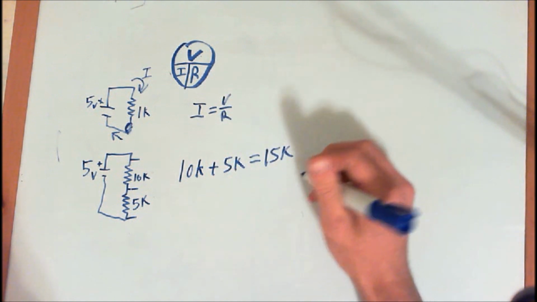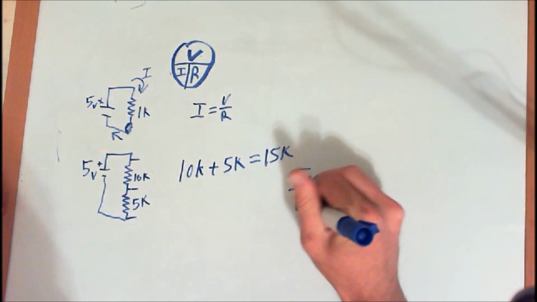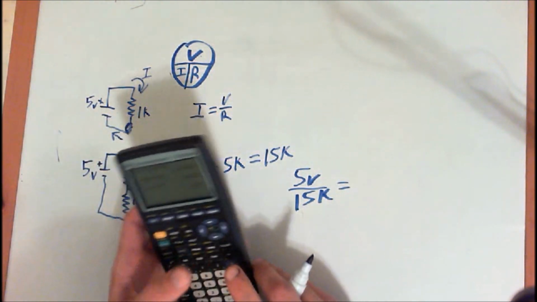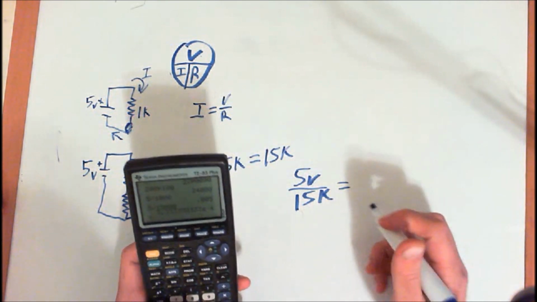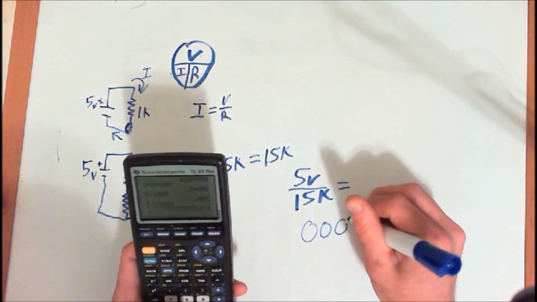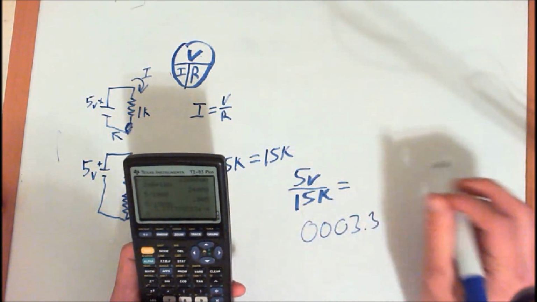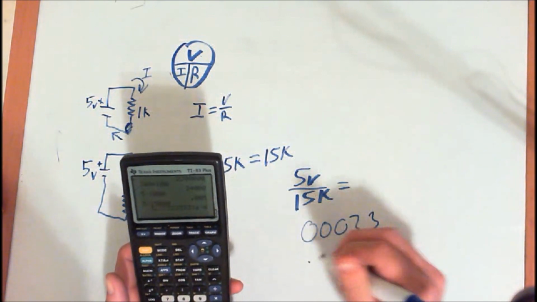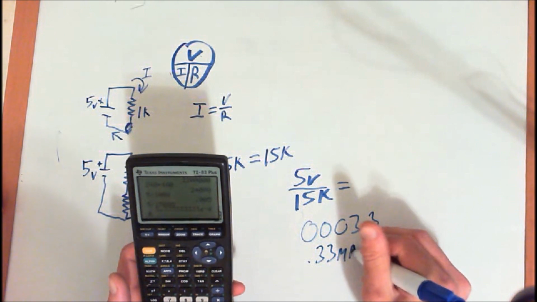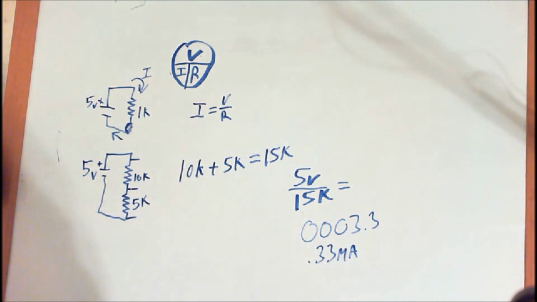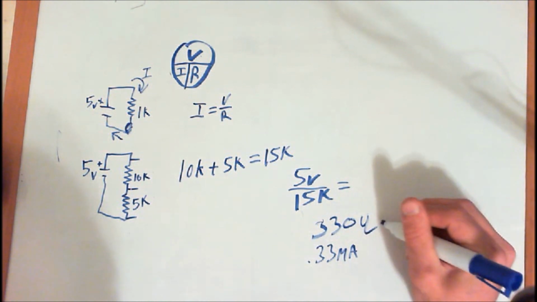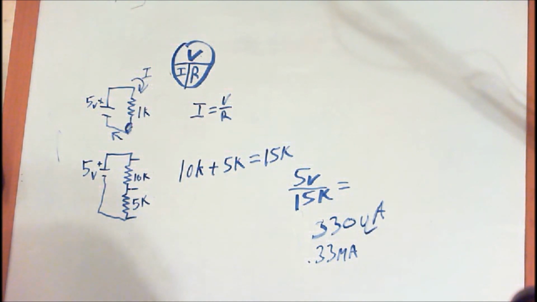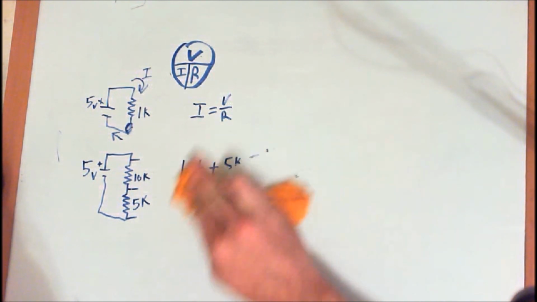We'll just plug it into the formula and do it again. So it's 5 volts divided by 15K equals, punch that into our calculator. So we have E-4, so that's going to be 4 zeros, 1, 2, 3, 3.3, and that's going to be 0.33 milliamps. So we don't even have quite 1 milliamp going through the circuit. You can also write that as 330 microamps. However you prefer it, I'm going with the 0.33 milliamps.